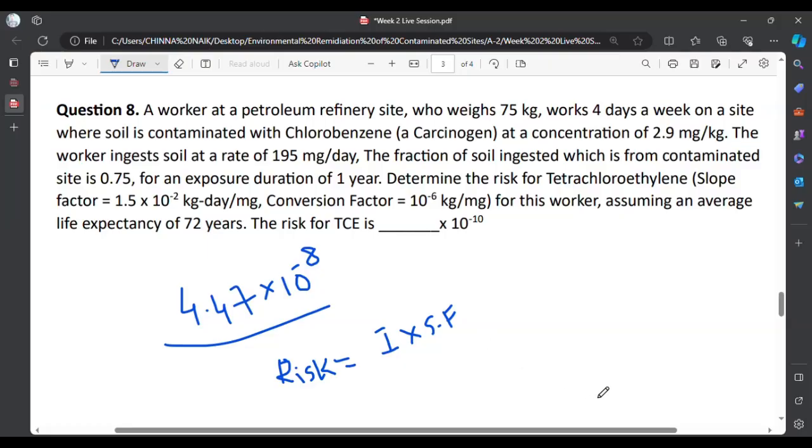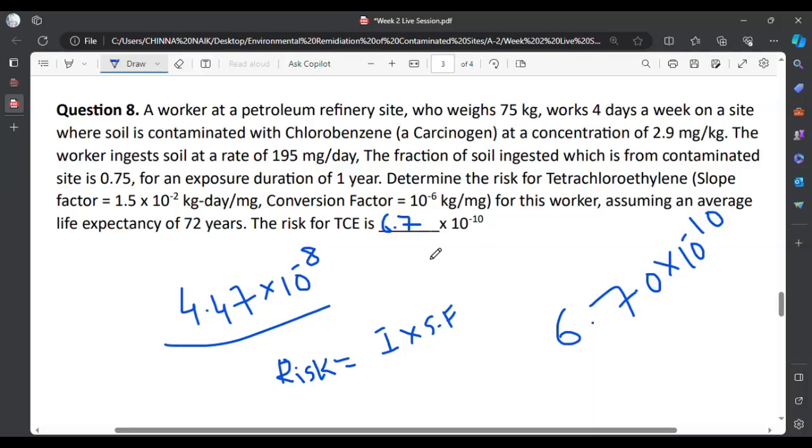6 point, 10 to the power minus 10. So answer here is 6.7.